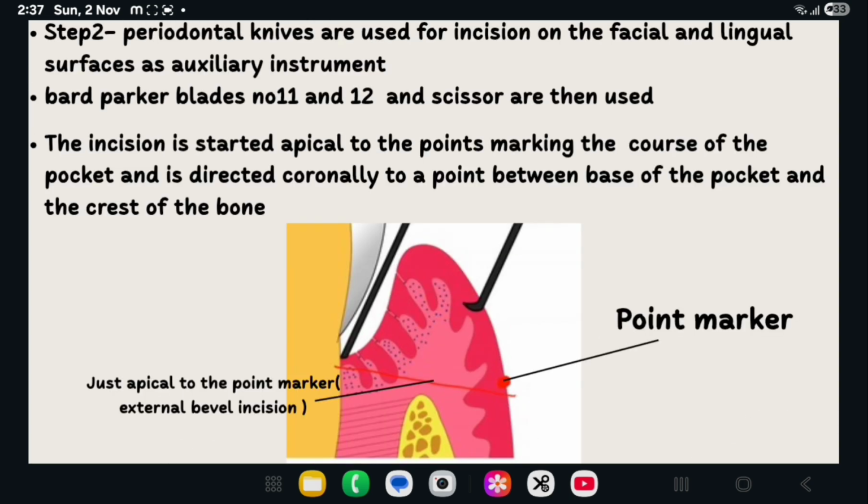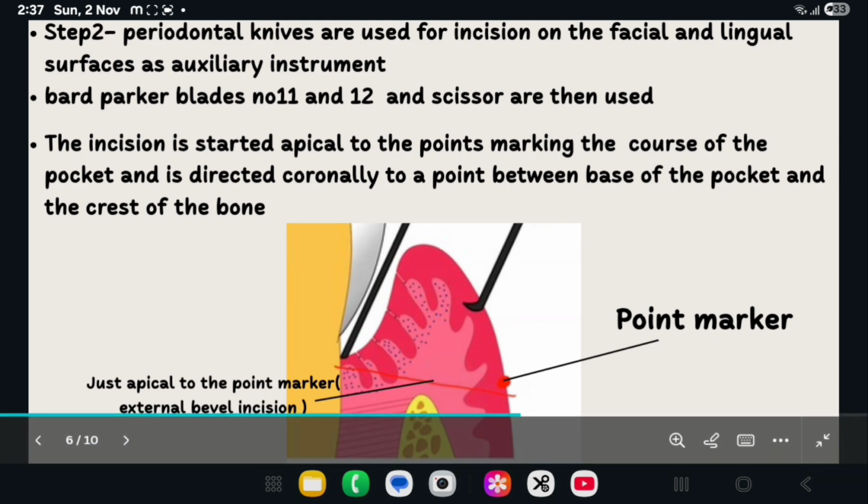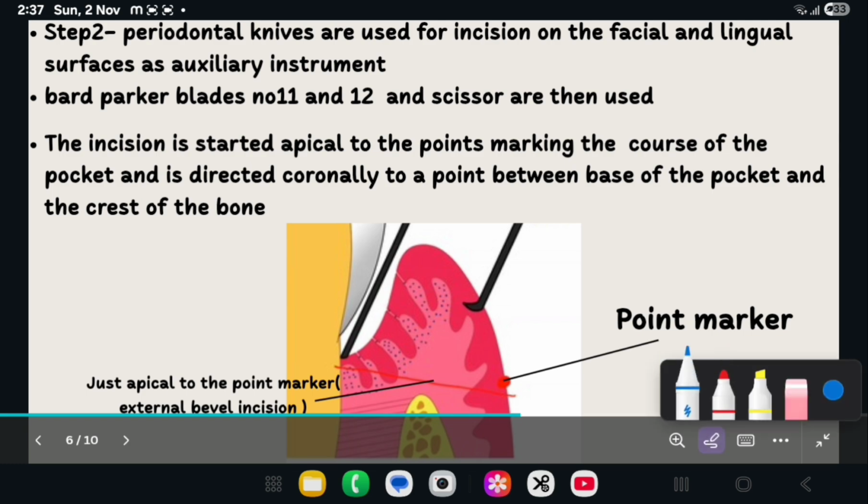In step 2, periodontal knives are used for the incision on the facial and lingual surface. As auxiliary instruments, Bard-Parker blades number 11 and 12 and scissors are used. The incision is started apically to the point marking the course of the pocket, and it is directed coronally to a point between the base of the pocket and the crest of the bone.